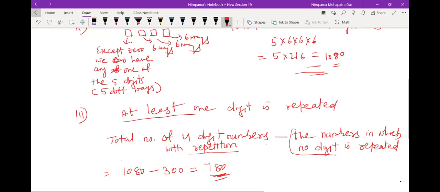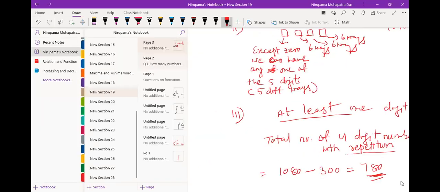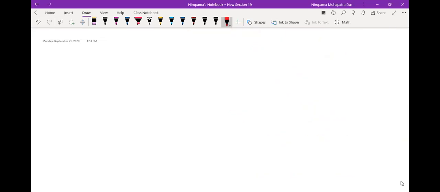Maybe one more question that I want to include in today's class. So maybe this is the last question. Now, you are familiar with forming the numbers when a particular digit is divisible by something, 5 specifically. So let me just take one question.